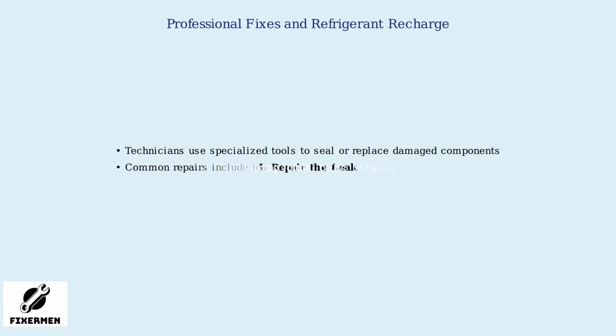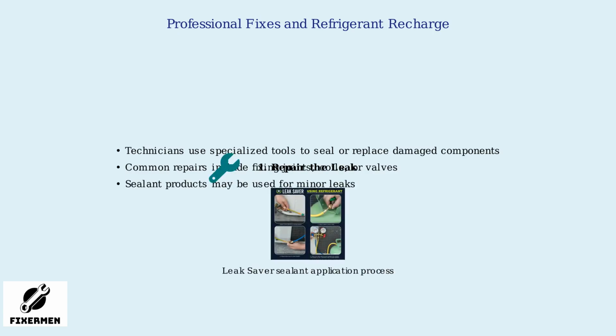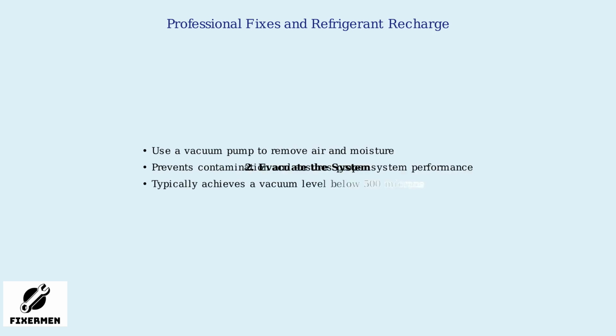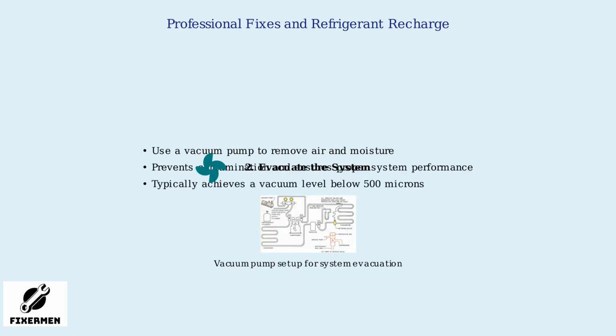Repairing a refrigerant leak requires specialized tools and knowledge. Technicians typically repair the leak by sealing or replacing the damaged component, such as joints, coils, or valves. For minor leaks, sealant products like Leak Saver can be applied to the system while it's running. Once the leak is fixed, the system needs to be evacuated to remove any moisture and air. Technicians use a vacuum pump to create a deep vacuum, which helps prevent contamination and ensures the refrigerant will work efficiently. The process typically achieves a vacuum level below 500 microns for optimal results.